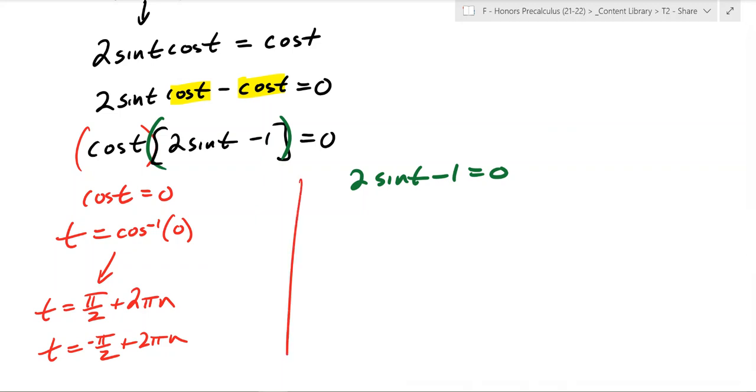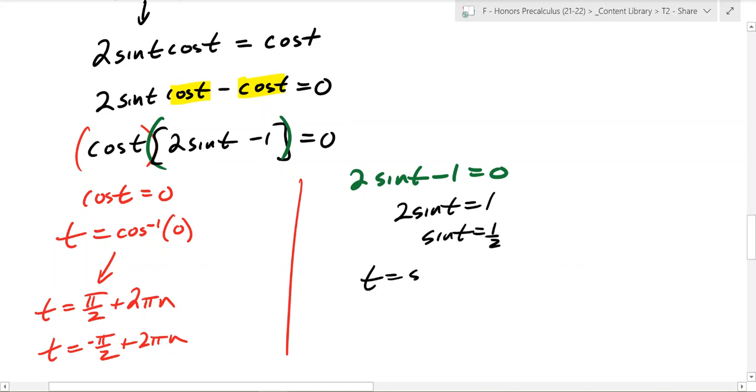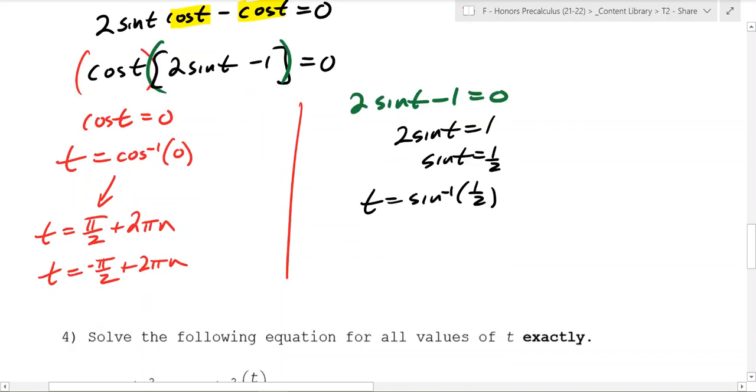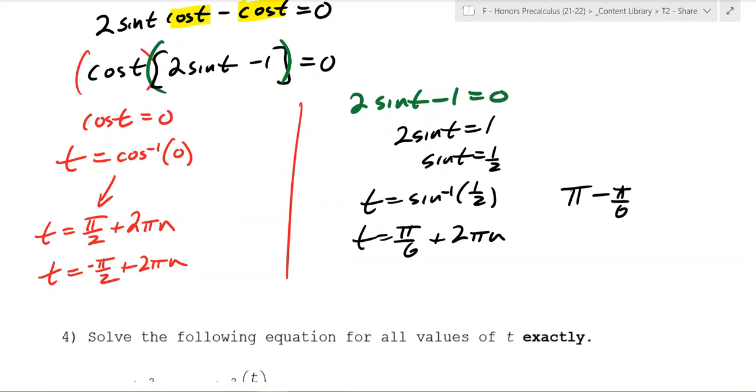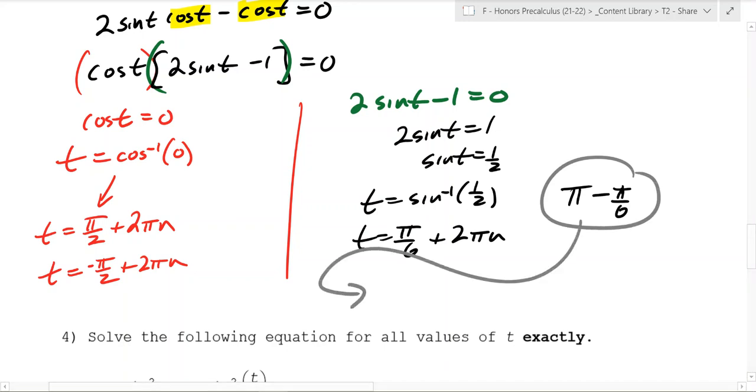For sine over here, we have to do a little bit of work. We have 2 sine of t is equal to 1, so sine of t is equal to 1/2. So we know that t is equal to sine inverse of 1/2. And when we do that out, sine inverse of 1/2 is pi over 6. So you have pi over 6 plus 2 pi n. But then you have to do pi minus pi over 6 to get the other t value. So the other t value, the one that's going to go right here, will be t is equal to 5 pi over 6 plus 2 pi n.